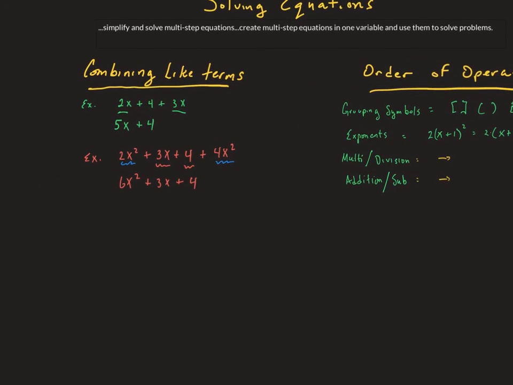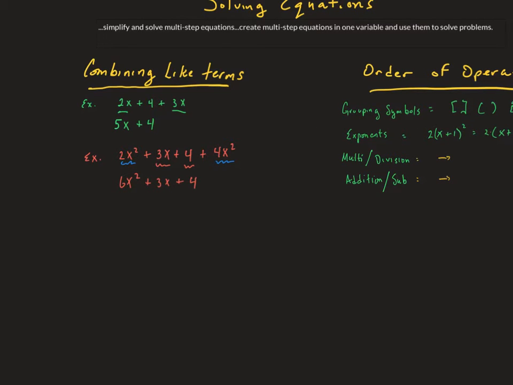So going back over here to this example, what did we do? Well, right here we added. That was our order of operations. There were no brackets, no grouping symbols, no exponents, no multiplication or division. So we just added the like terms. And the same thing here. We just found 2 like terms to add together, and we're able to continue.